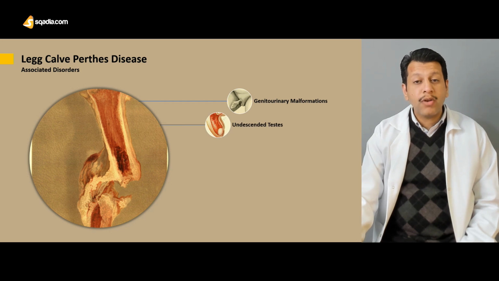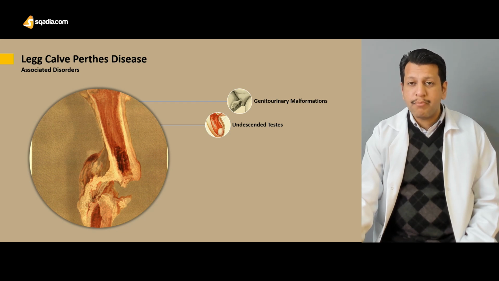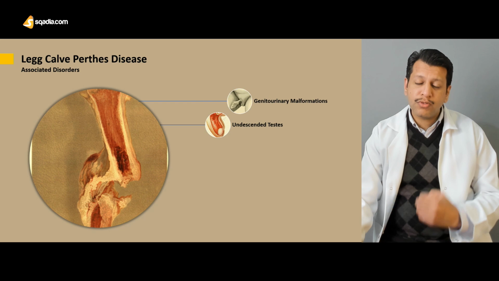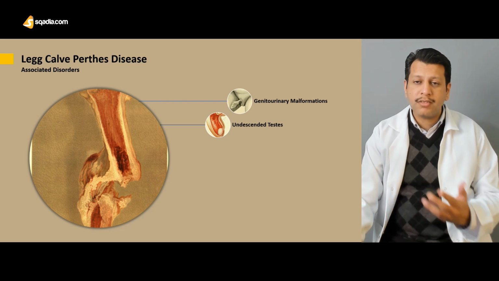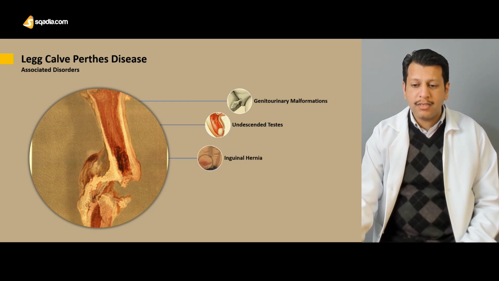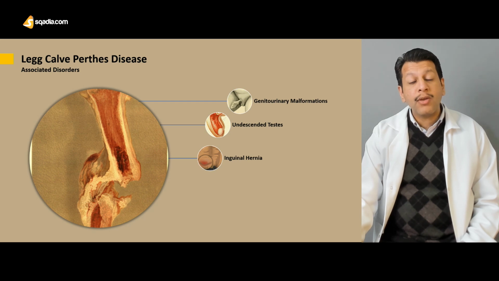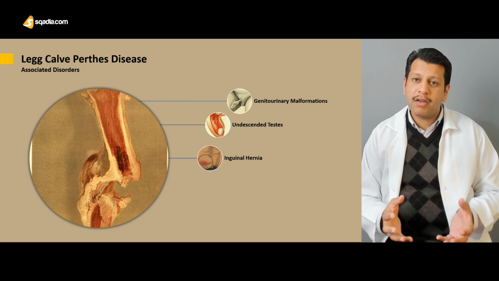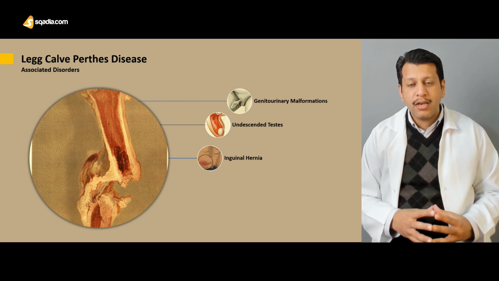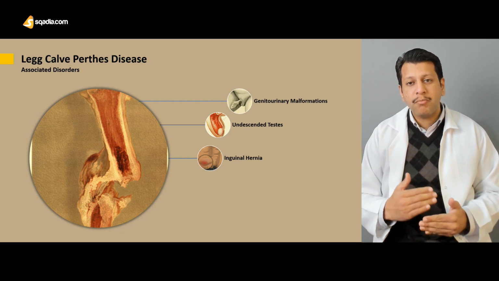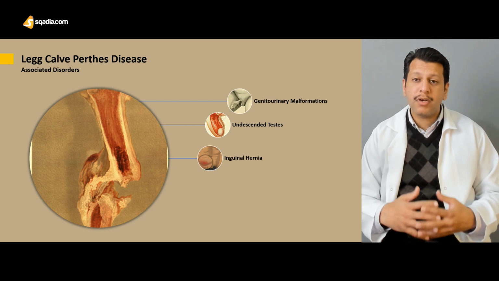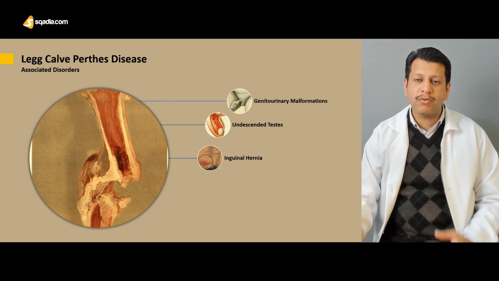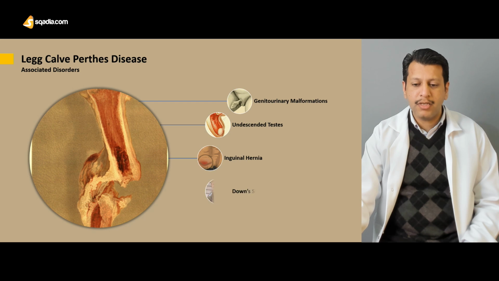Then it could be associated with undescended testes. Cryptorchidism is also associated with Legg Calve Perthes disease, and as I told you, hypospadias and cryptorchidism are associated with LCPD. There could be an associated inguinal hernia. The region is the hip, pelvis and inguinal region. If there are associated malformations, these children may have a genetic predisposition to developing LCPD.